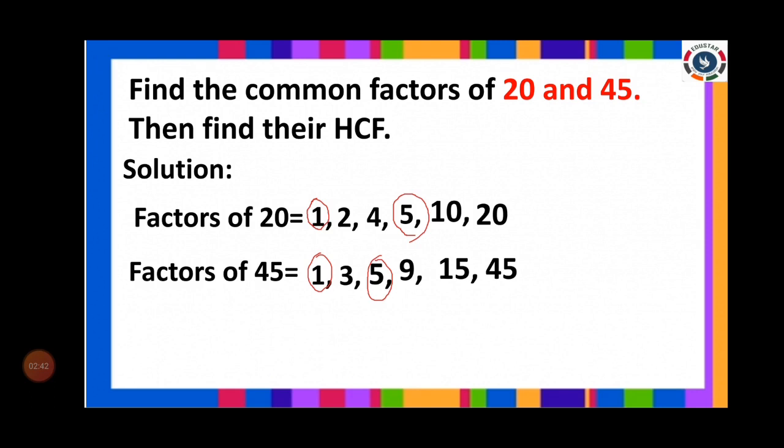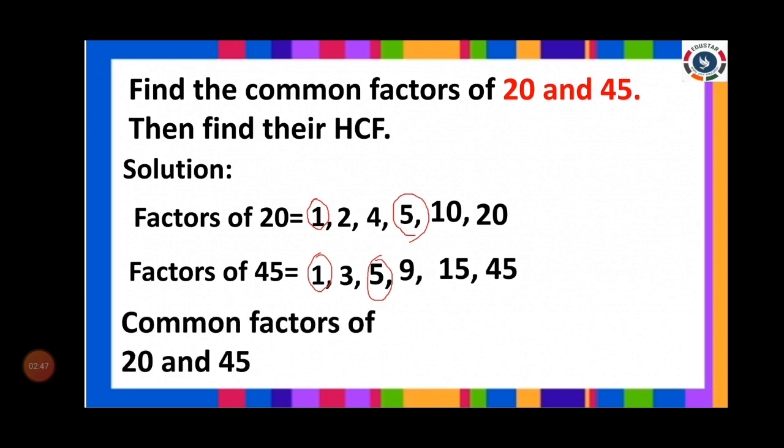So which are the common factors of 20 and 45? 1 and 5 alone are common factors. Okay, now among those, which is the greatest common factor? We have 1 and 5. Among the two numbers, which is the greatest number? That is the HCF. So which is greatest here? 5. 5 is the HCF.